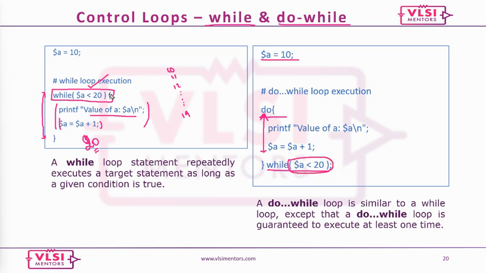That is the only difference. In while, the condition is checked upfront, whereas in do while it is guaranteed that one time it executes, and next time, if the condition is true, it will get executed. So a do while loop is similar to a while loop, except the loop is guaranteed to execute at least one time, whereas in case of while there is no guarantee. So where do we use while loop? When you are trying to process your files and so on, we use the while to read the files.